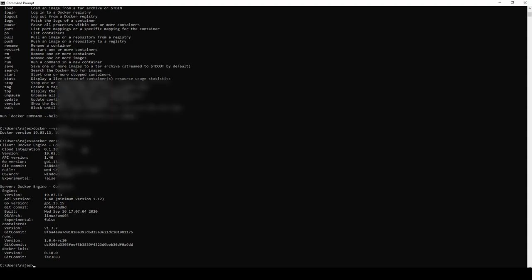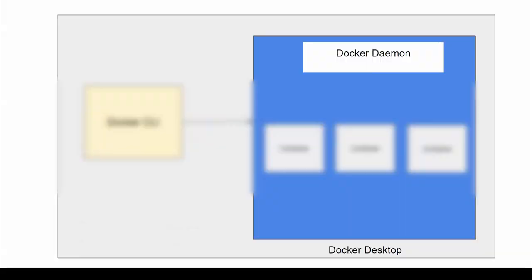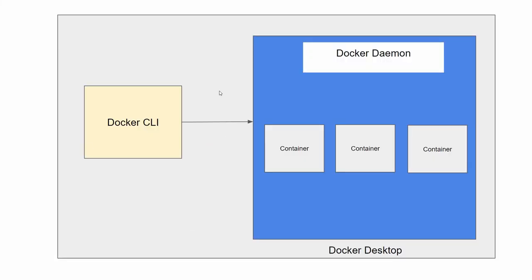Okay, so if we go back to the slide, that is the same thing happening here. We are sending commands from the Docker CLI to the Docker daemon, and the Docker daemon is responding accordingly. So in our case, we will have to devise a way such that the container in which Jenkins is running should be able to communicate with the Docker daemon that is running on the host machine.